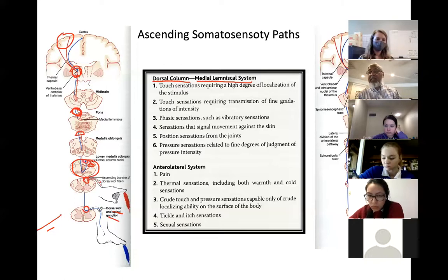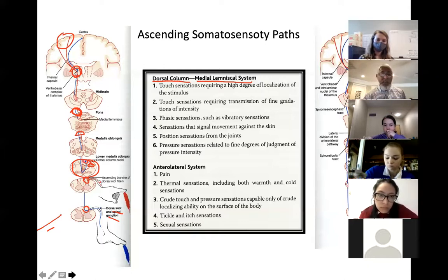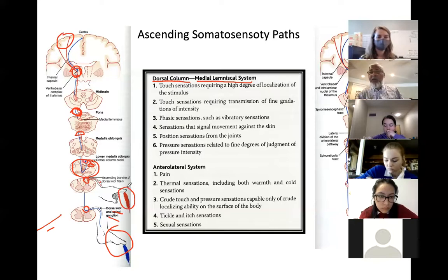When they remain on the same side, we use two terms. One is ipsilateral, the other is contralateral. When we say ipsilateral, we mean on the same side. When we say contralateral, we mean on the other side. Okay, so now the fine touch from this area or from this area, do they end up on the ipsilateral side of the brain or the contralateral side of the brain?